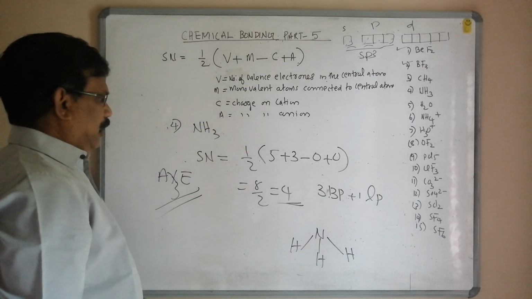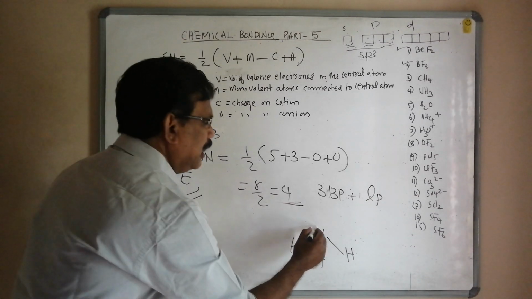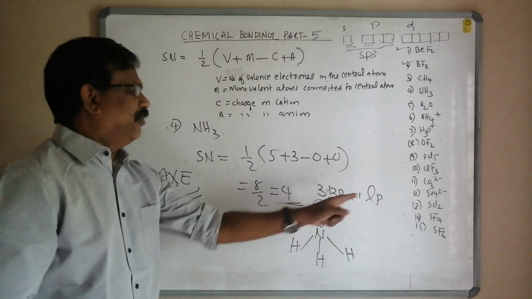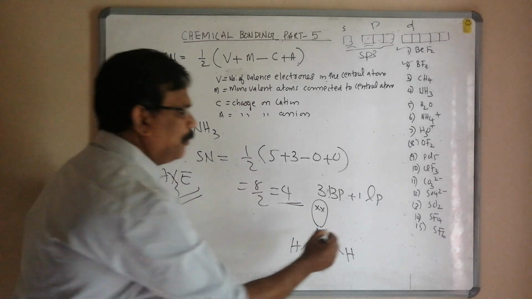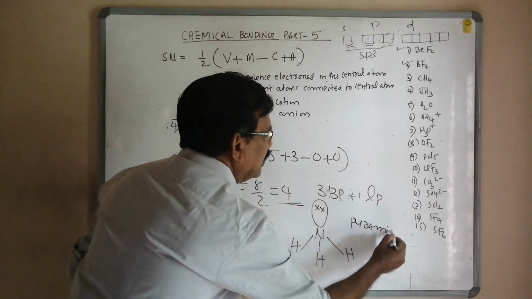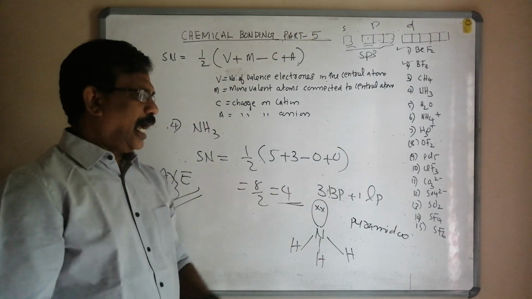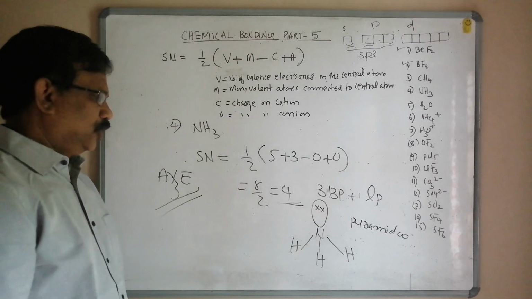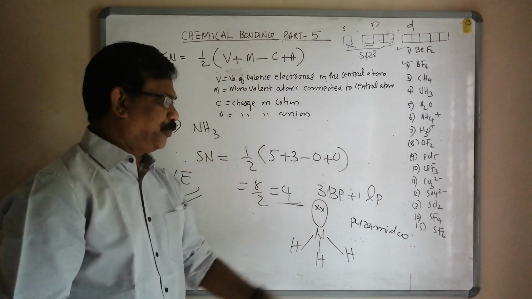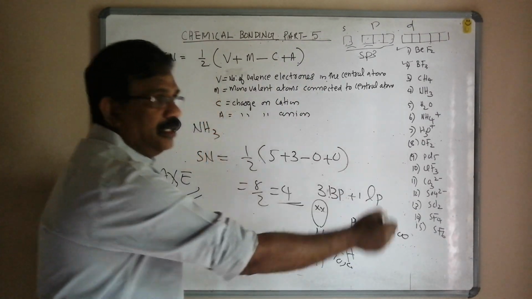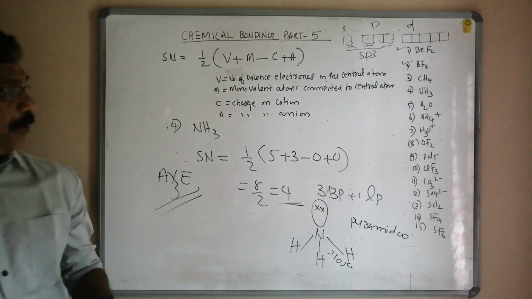In NH3, N is under sp3 hybridization. 3 orbitals for hydrogen and the 4th orbital is with a lone pair of electrons. 4 orbitals: 1, 2, 3, 4. This is about ammonia, so the shape is pyramidal. 4 hybrid orbitals: 3 orbitals for bond pairs and 1 orbital carries an unshared pair. So this is AX3E type, and we know the shape is pyramidal. The bond angle is 107 degrees. Ammonia is pyramidal, sp3 hybridization.